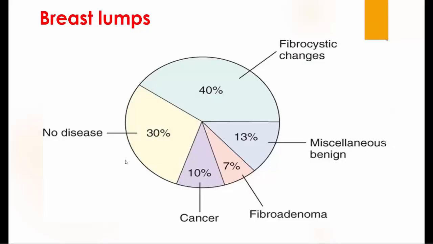Breast lump classification in general. 30% of breast lumps are not related to the fibroglandular component. 40% are fibrocystic change breast lumps. So the most common pathological breast lump is focal fibrocystic change. Cancer represents 10%, fibroadenoma 7%, miscellaneous benign 13%.